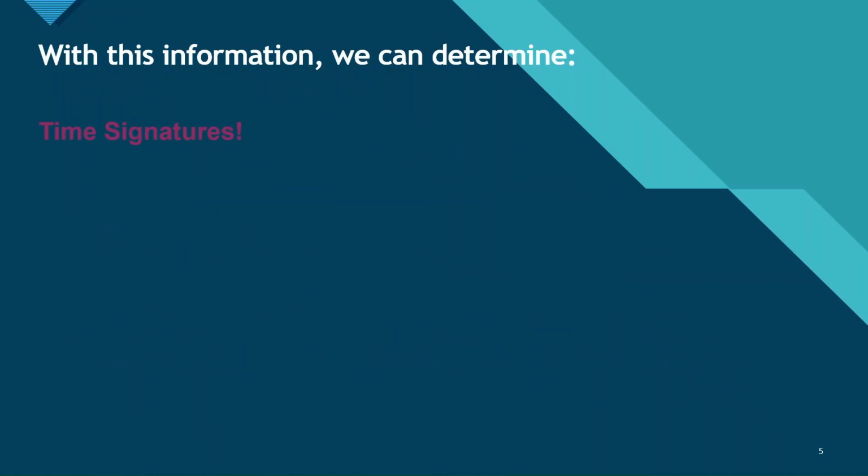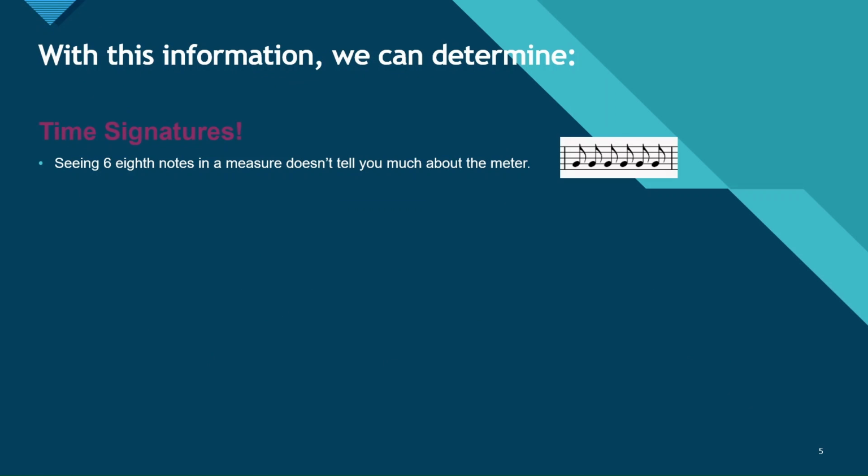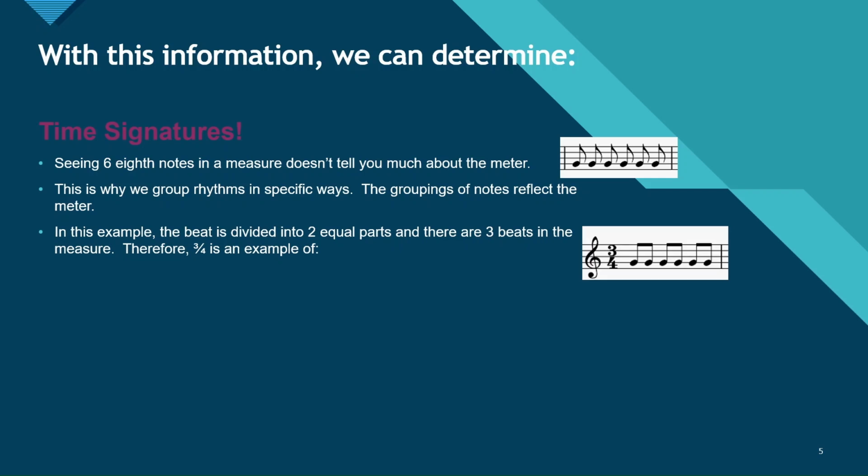With this information, we can determine time signatures. If you saw six eighth notes in a measure like this, it wouldn't really tell you much about the meter or how to perform that rhythm according to any kind of meter. So this is why we group them in specific ways, and the groupings reflect the meter.